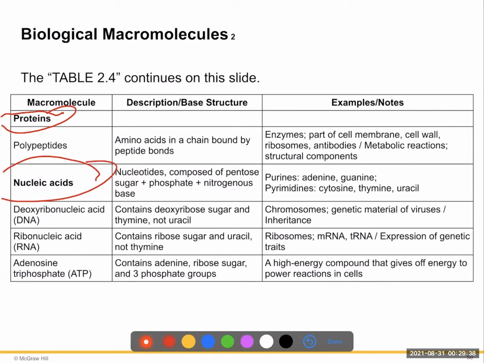Okay. DNA is a nucleic acid composed of purines and pyrimidines. Okay. Purines are your adenine and your guanine, which are two-ring structures. Pyrimidines are one-ring structures, cytosine, thymine, and uracil. So we'll talk about this in just a second, but DNA contains adenine, guanine, cytosine, and thymine. RNA replaces thymine with uracil. That's the difference between RNA and DNA.